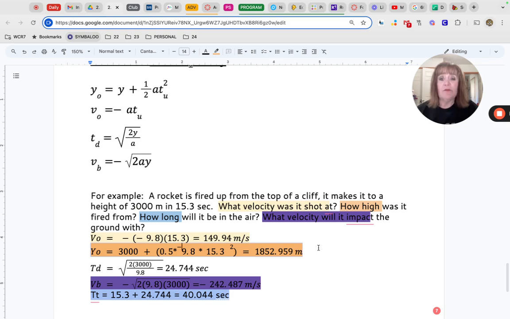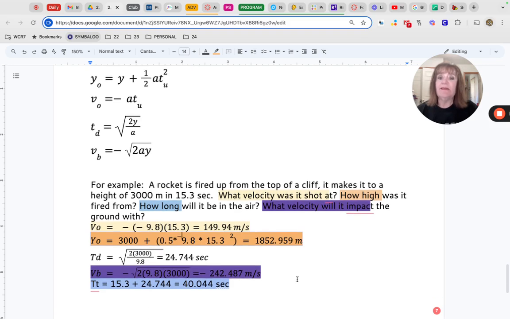1,852.959 meters. Our time down comes from the ultimate height of 3,000 to be 24.744 seconds. Our velocity at the bottom, again, comes from the ultimate height of 3,000 to be a negative 242.487 meters per second. And our total air time is time up and time down together of 40.044 seconds.